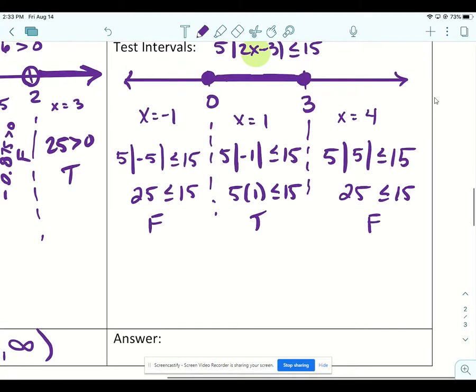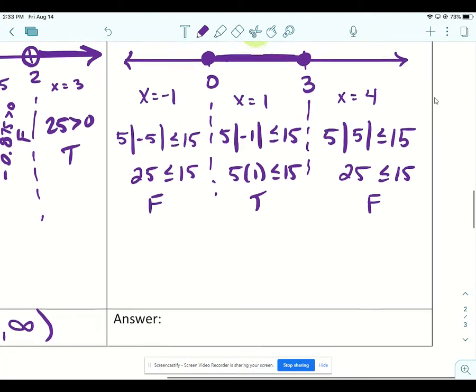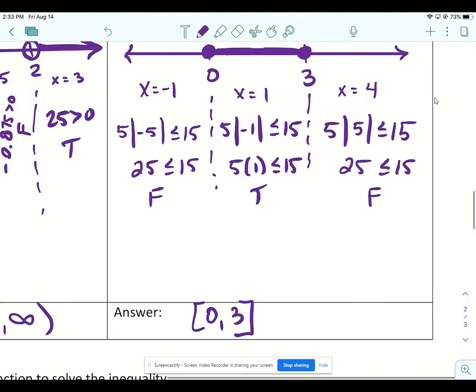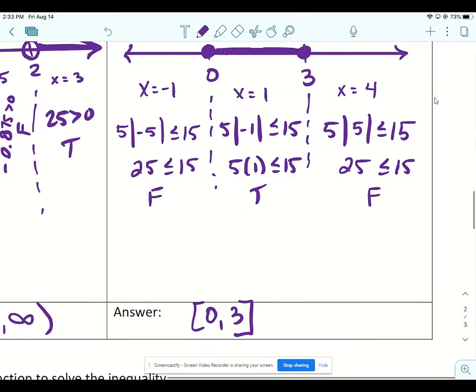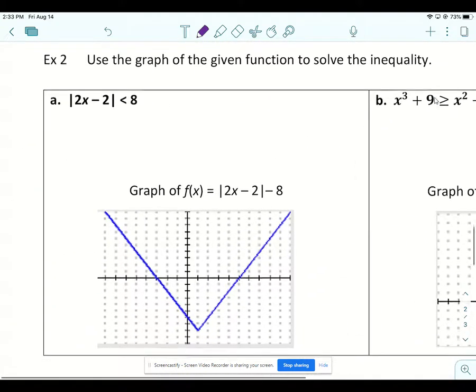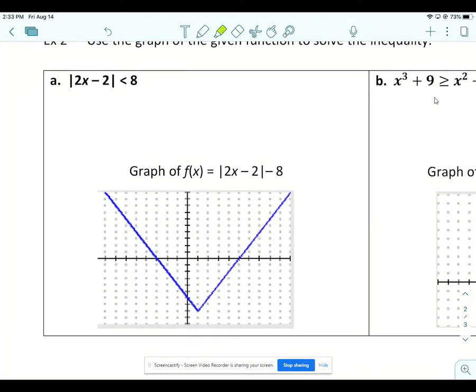Okay, so you guys try to do this answer on your own in interval notation, and then check with me when you're done. Okay, so the smallest number is 0, the largest number in our solution region is 3, and they both have closed circles, so it's brackets. Okay, I know this is a super long lesson, I'm sorry, but we're almost done.